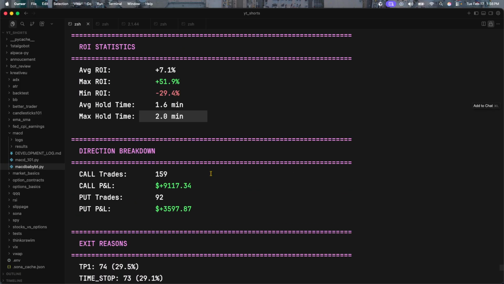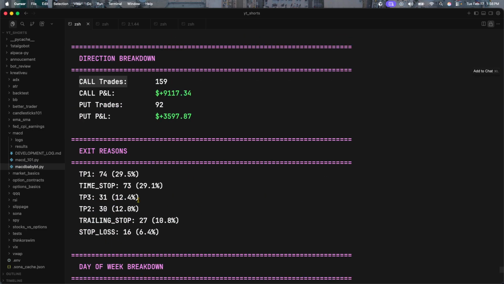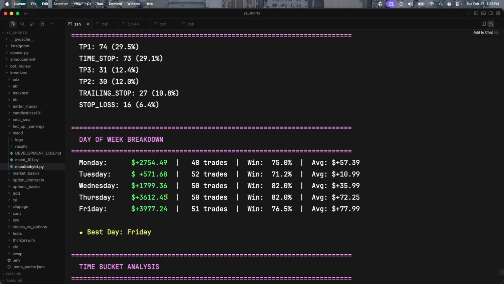So direction breakdown: just off call trades, where we bet that the market was going to go up, we made 9,100. On put trades, where we bet that the market was going to go down, we made 3,500. Exit reasons, and then days of the week. This is always interesting.